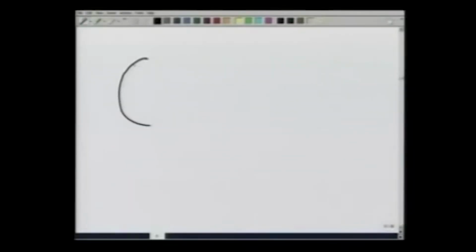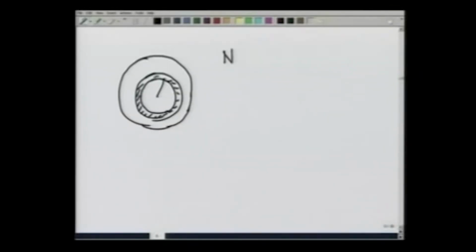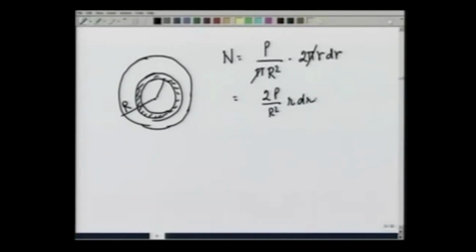So, look at this cylinder. And if I look at this ring at a distance r, the normal reaction of the wall on this ring is going to be the force per unit area, where capital R is the radius of the cylinder, times 2 pi r dr. Pi cancels, and I get this to be 2P over R square, r dr. And therefore, the maximum possible friction on this ring is going to be mu s times 2P over R square, r dr.